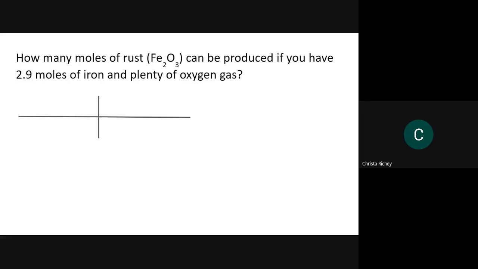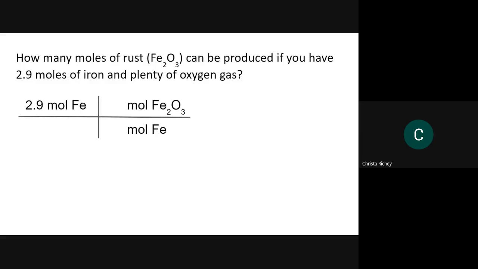What are you actually starting with on this problem? 2.9 moles of iron. And so whatever my answer is when I smash buttons in a calculator, I'm going to want to round to 2 sig figs. I don't want to be in moles of iron, so I'm going to drop those. What are you trying to change it into? What is it asking you to switch it to? Moles of rust, which is the iron 3 oxide. That's the chemical formula for rust.